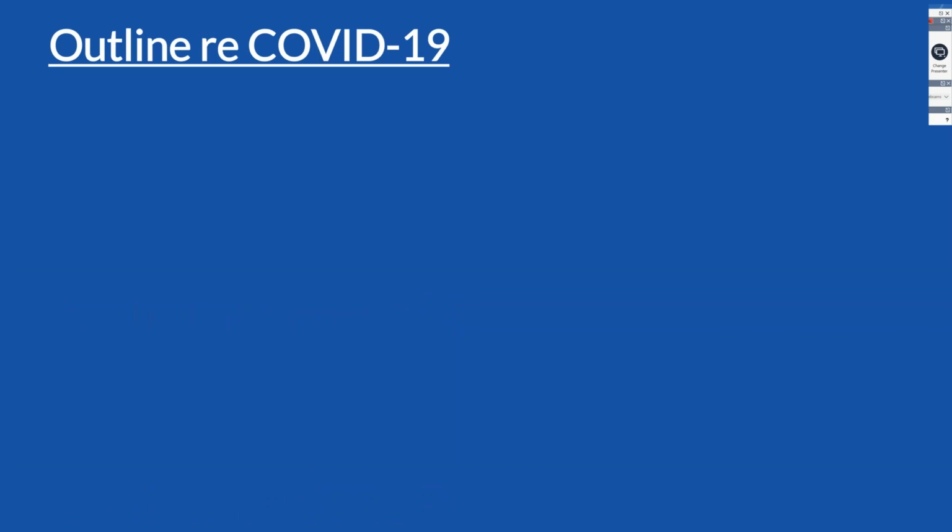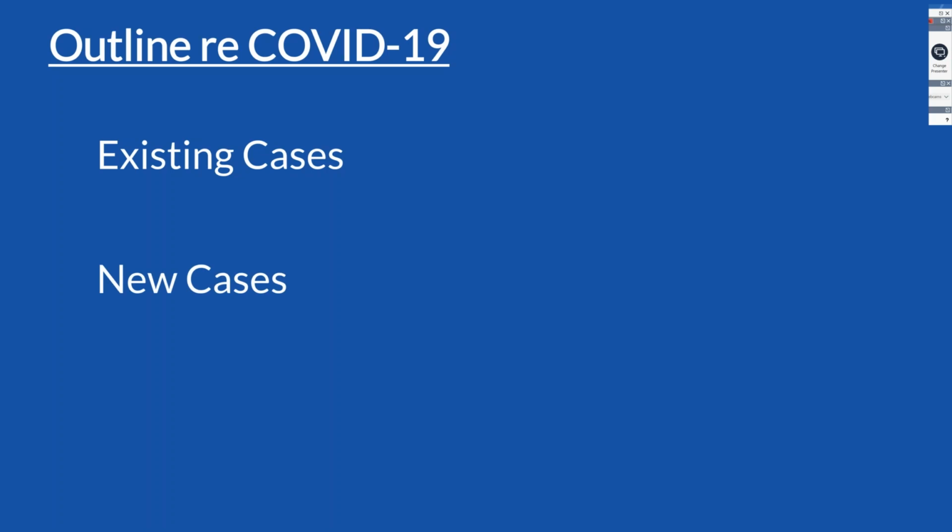So let's just talk about really what it is that we are going to be talking about today. One, we're going to be talking about existing cases and how COVID-19 is really affecting existing cases across the country, and then how to find out information of whether your cases are going to be affected. Then we're going to be talking about new cases.